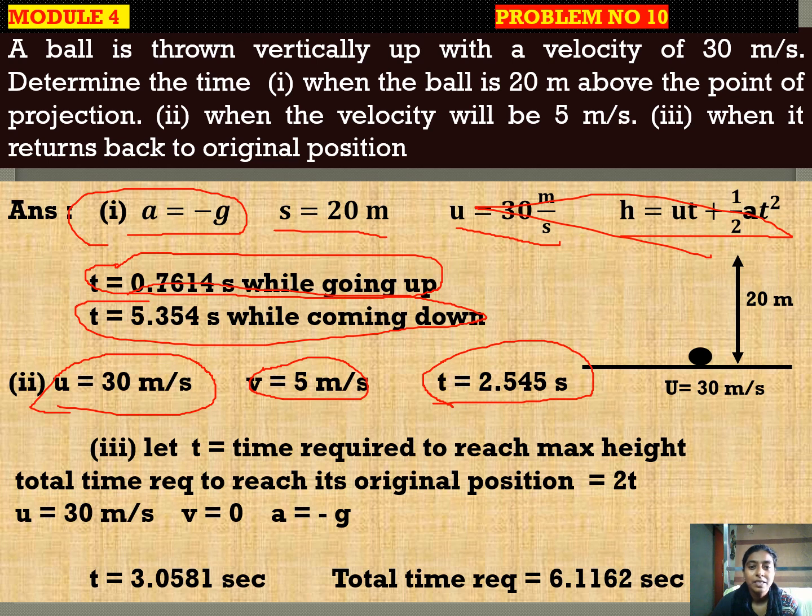Now, the third part, let t be the time required to reach the maximum height. Therefore, the total time required to reach the original position will be equal to 2t. So, by substituting u is equal to 30 meter per second, v is equal to 0, that is at maximum height v equal to 0. Since it is going up, a is equal to minus g. By substituting this, we get the time required to reach the maximum height as 3.0581 seconds. So, the total time required to reach the maximum height and then to reach the ground is 3.0581 multiplied by 2. We will get the total required time.